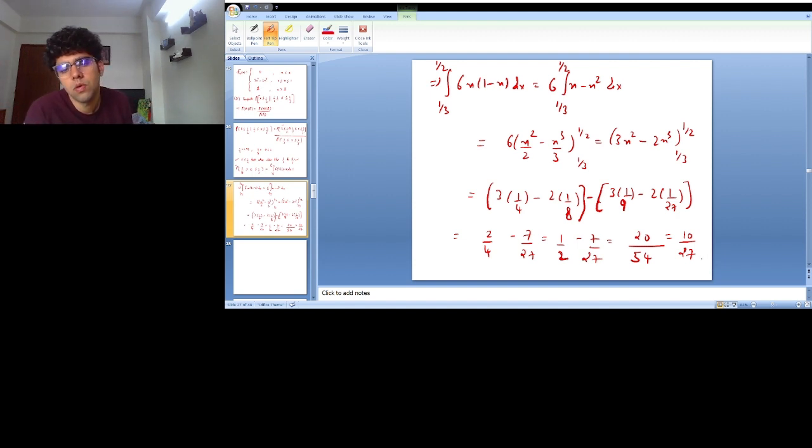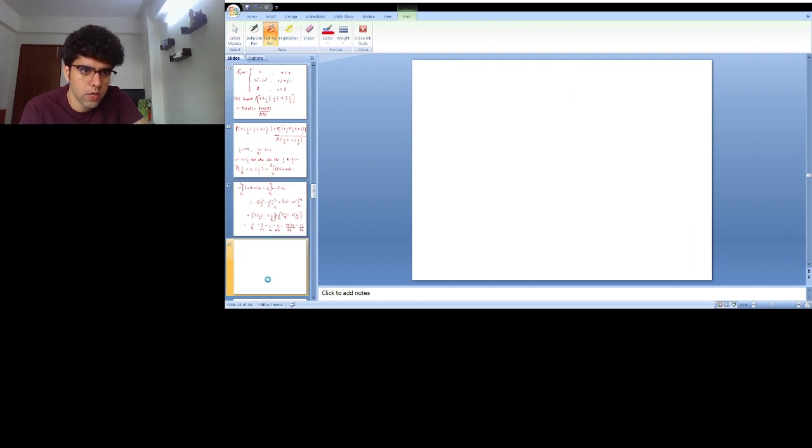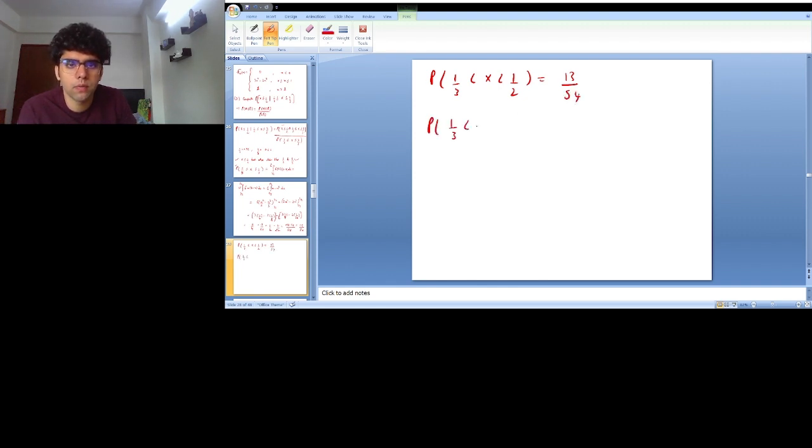Wait, this is 2, this is 27, and this will be 14. Wait. So if my LCM is 54, so this will be 2 and 27, 27 minus 7 into 2, 14, so this will be 13 upon 54, right? So this is the value of my numerator. The value of x lying between 1/3 and 1/2 is 13 upon 54.